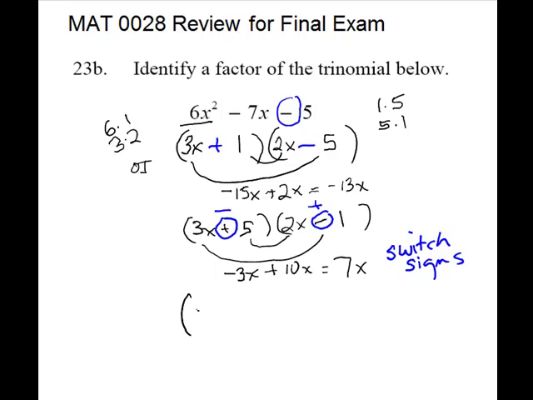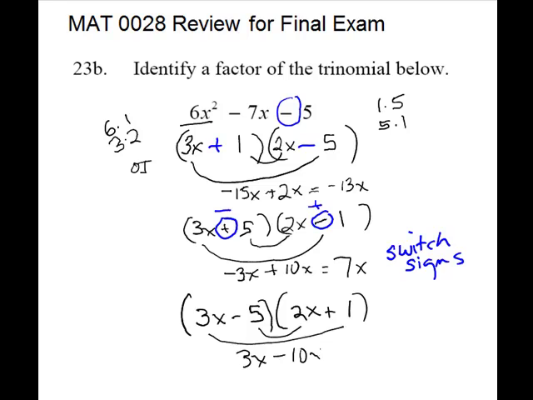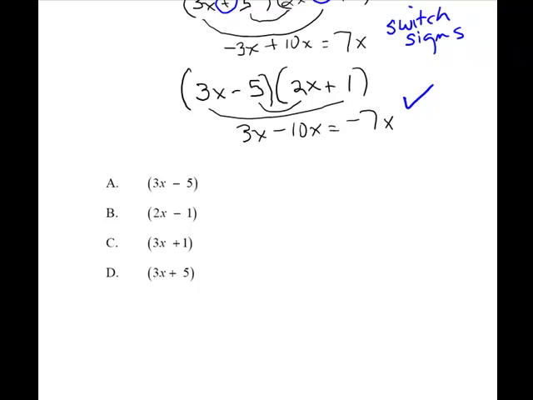So let's rewrite it with the right sign. So 3x minus 5 and 2x plus 1. We'll double check: outside 3x, inside minus 10x gives a minus 7x, and that is the correct middle term. And then we can look at our choices. So we have a 3x minus 5 and a 2x plus 1. We'll look for those. And actually A has our 3x minus 5. So this is going to be our choice.